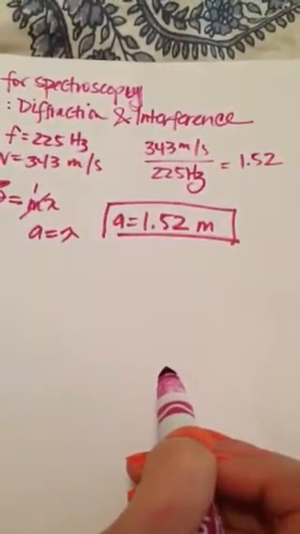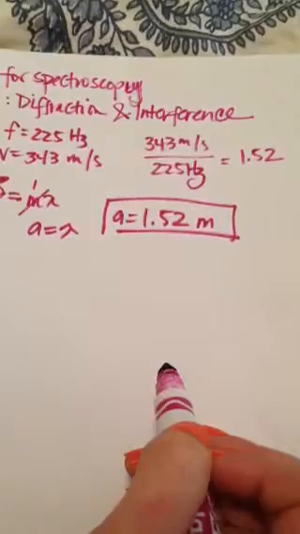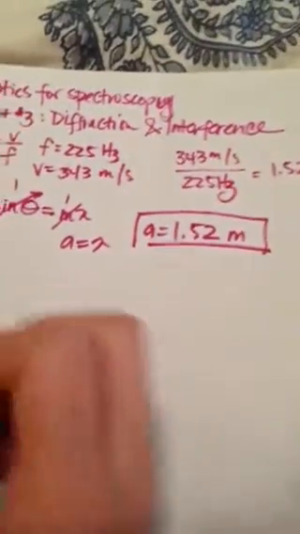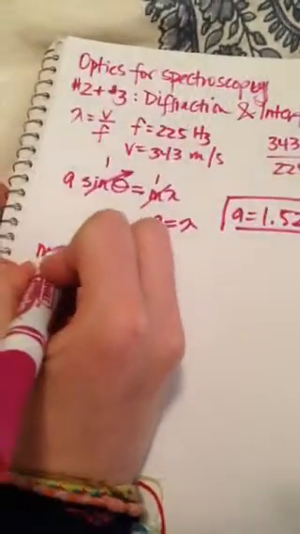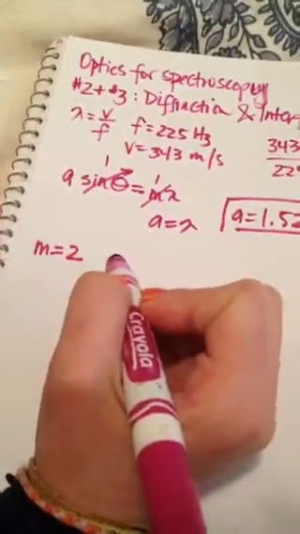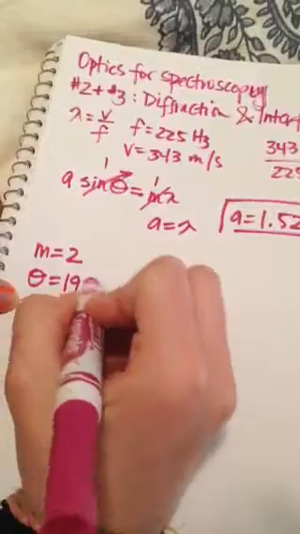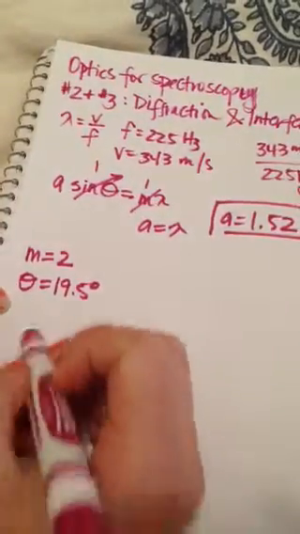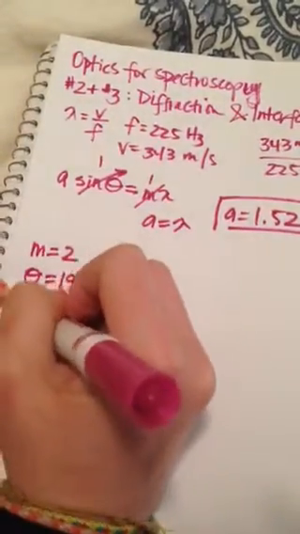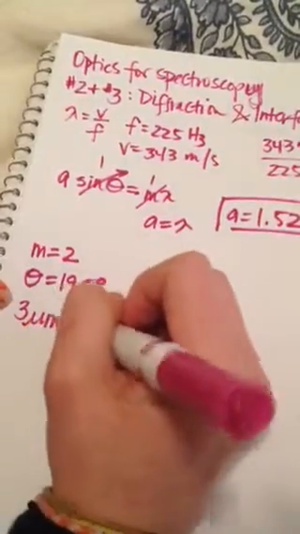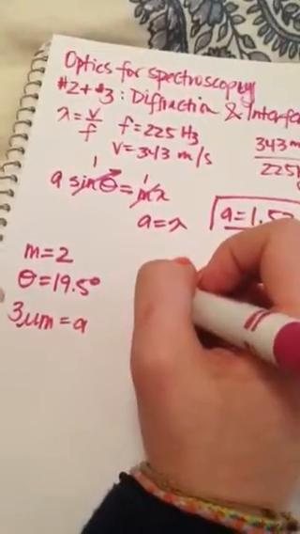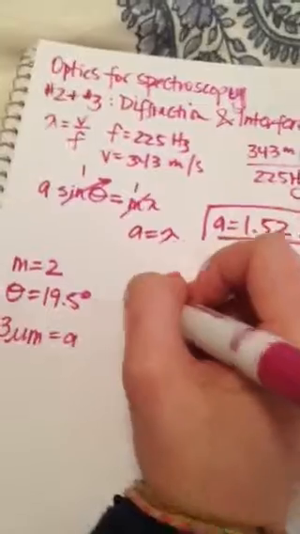And you can also apply this for number 3, which just gives you some different parameters. It tells you that there are 2 minimums. I'm just kind of calling this off the top of my head. I don't have the problem in front of me. And that the angle is 19.5 degrees, and then that the width of the opening is 3 micrometers, however you say that. So I'm just going to set up the problem and solve.